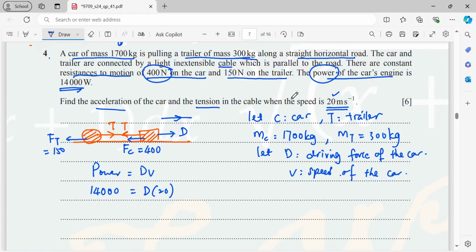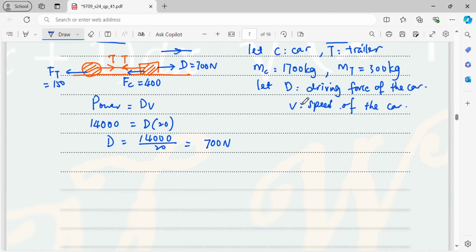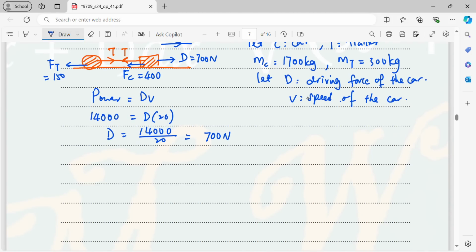Right? Now your D is going to be 14,000 divided by 20. Then that is 700 newtons. So now your D is 700. Now to find the acceleration and the tension, I will refer to Newton's second law. So F equals ma.